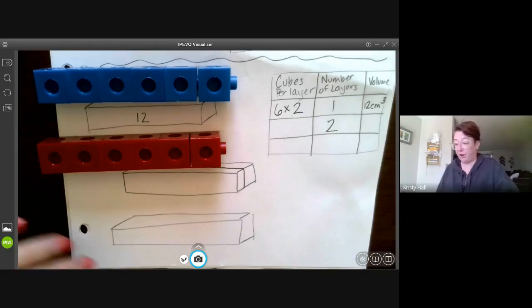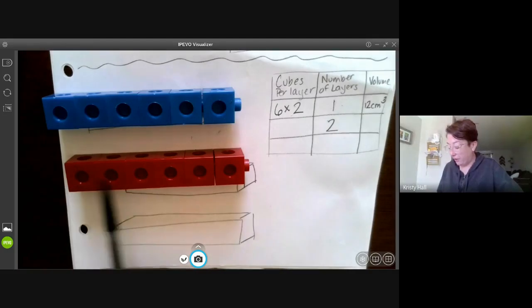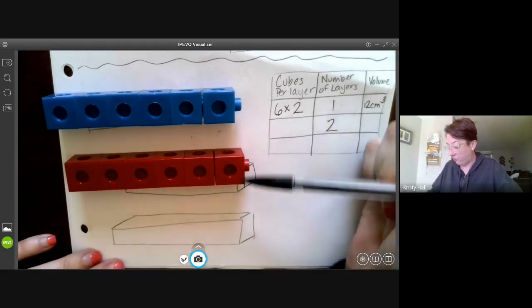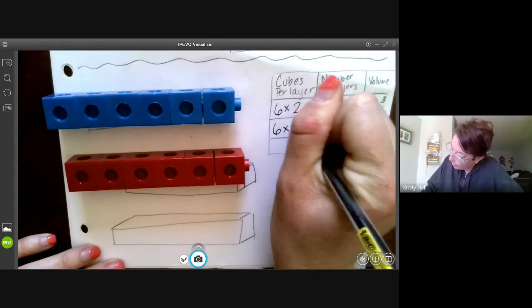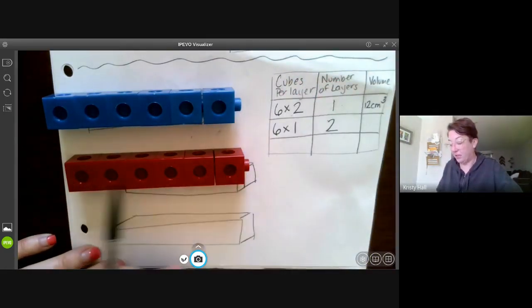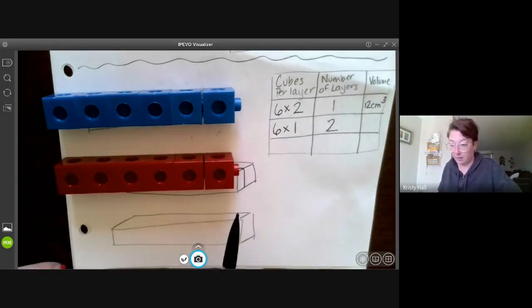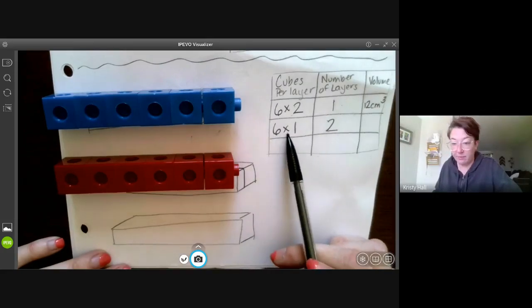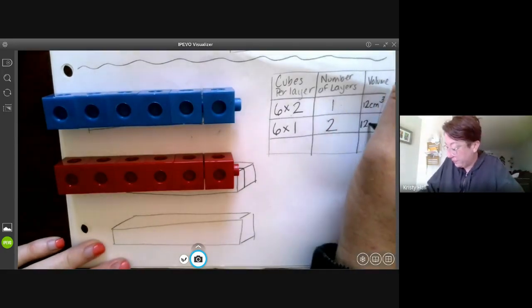Now, how many cubes are there in each layer? Well, I only have to count one of the layers. So I'm going to count across and then down. So 1, 2, 3, 4, 5, 6. So 6 across, and how many down? Just 1. There's only one row of 6. So 6 times 1 is how I find one of these layers. The front layer has 1 row of 6. So in my chart, 6 times 1 gives me 6, times 2 gives me 12.